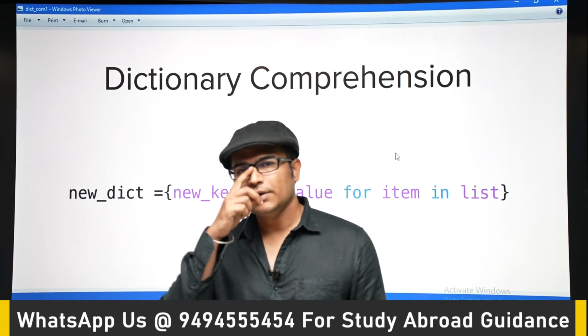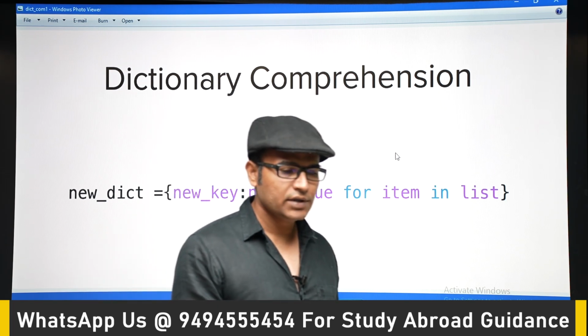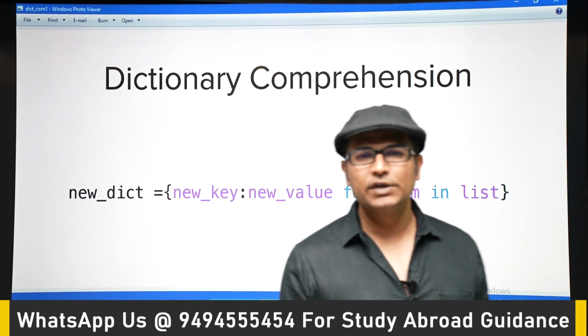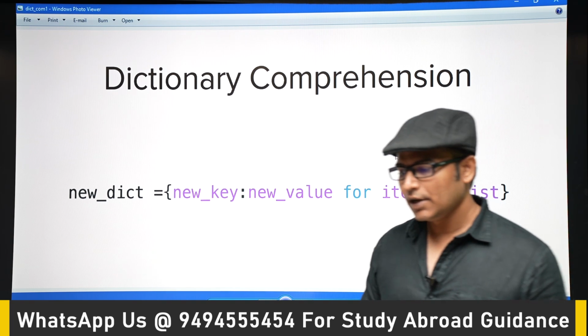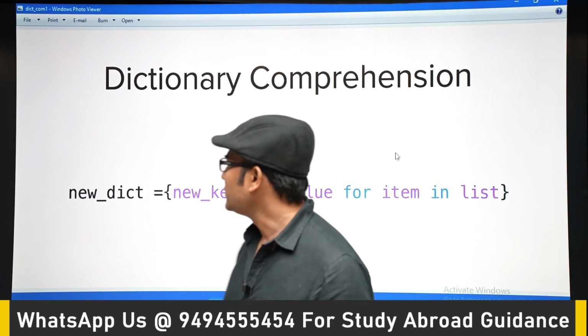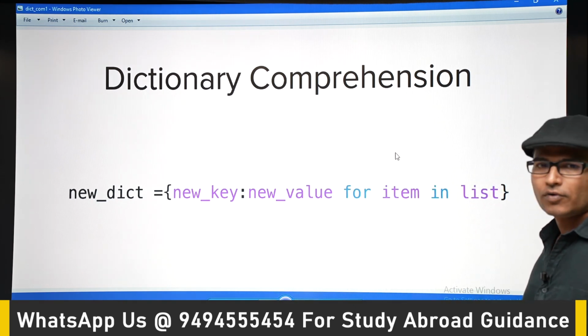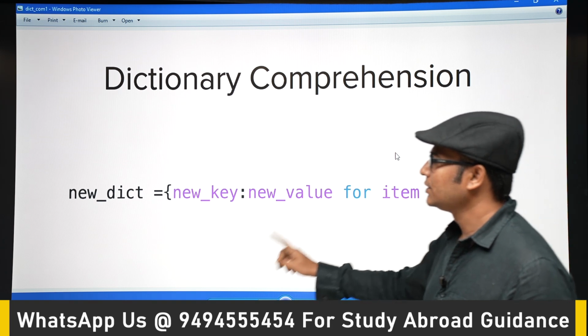Now let's see dictionary comprehension. Just like list comprehension creates a new list, using dictionary comprehension you can create a new dictionary without writing too many lines of code. So for example, let us say we have a list, and from the list we want to create a dictionary.